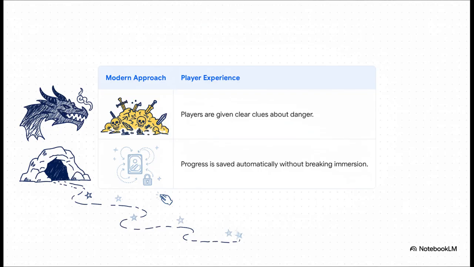First, you give a fair warning. If there's a dragon in the cave, you put a bunch of bones and scorched armor out front. Simple. Second, you use an invisible autosave. This is huge. It means even if the player does fail, they don't lose tons of progress, and, crucially, they aren't yanked out of the story by having to constantly go into a menu and manually save.